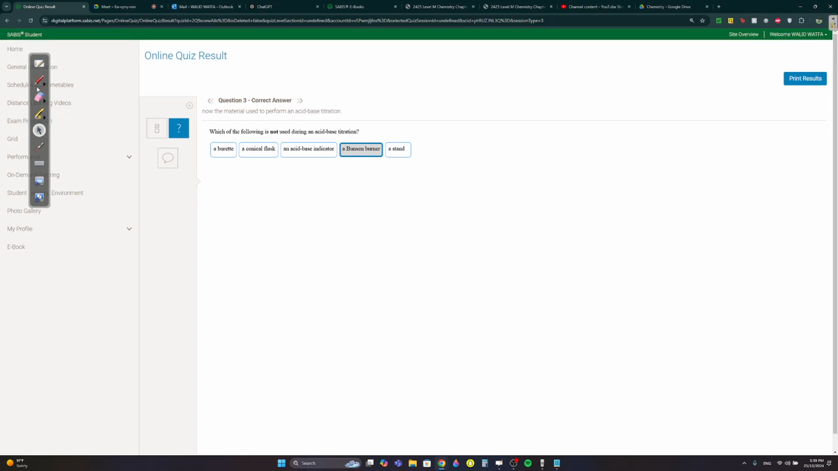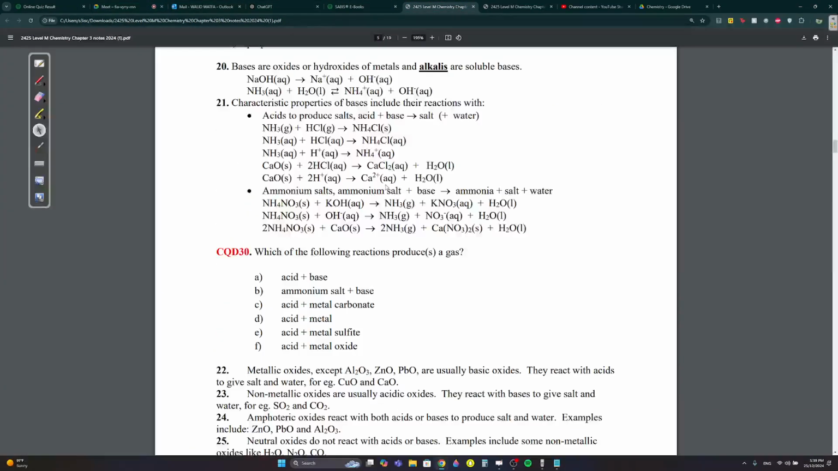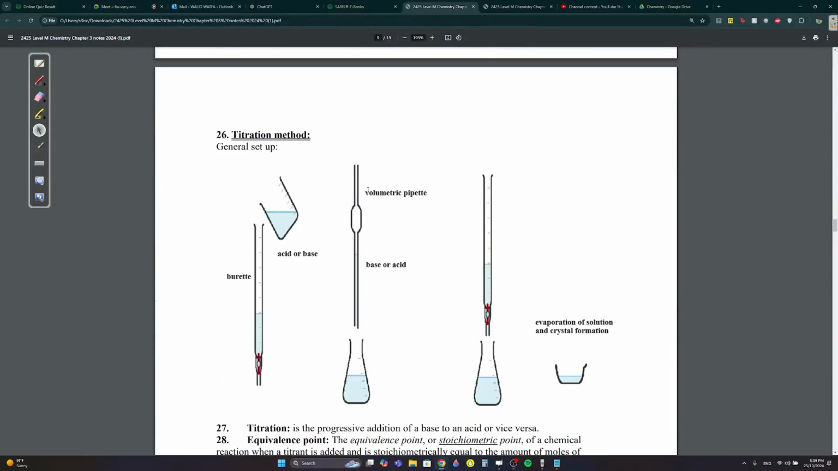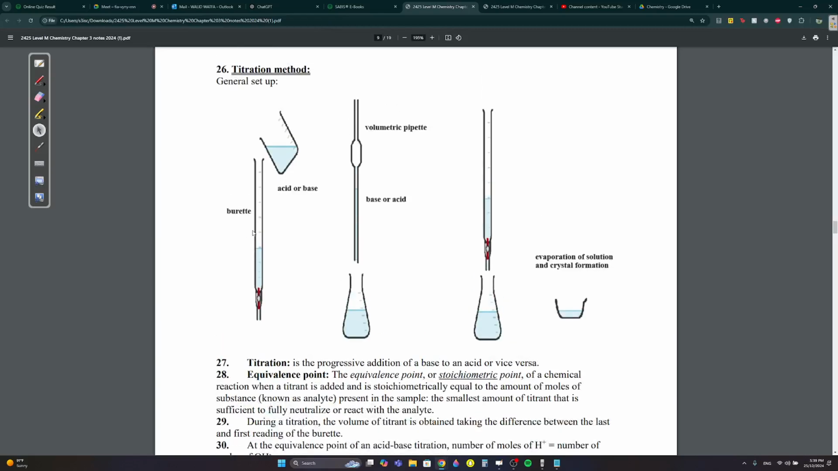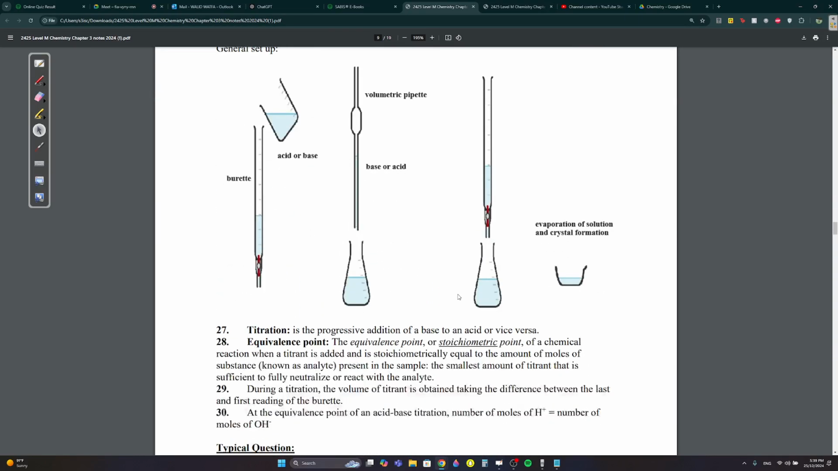Obviously, a Bunsen burner. You don't need to heat at all. In the acid-base titration, guys, please read the notes for titration. They're very, very good. You have a burette, a pipette, a volumetric flask, and a beaker. You either add an acid or a base here, and then up here you add the soluble thing. It's used usually in the excess method if you're using a soluble base.